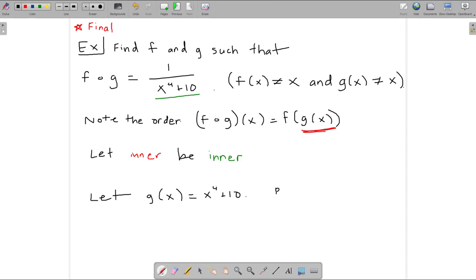So next I want to plug that in. So now my f of g becomes 1 over g of x. And so now I know exactly what my f has to be. My f of x has to be something where if I plug in g of x, I end up with this. So the only way that that happens is f of x equals 1 over x.